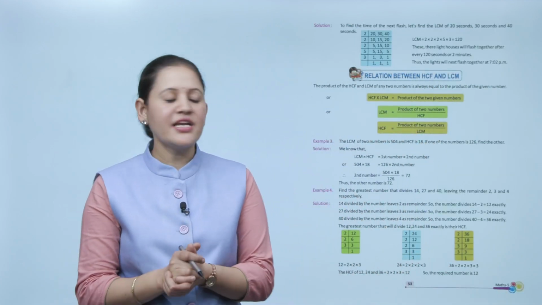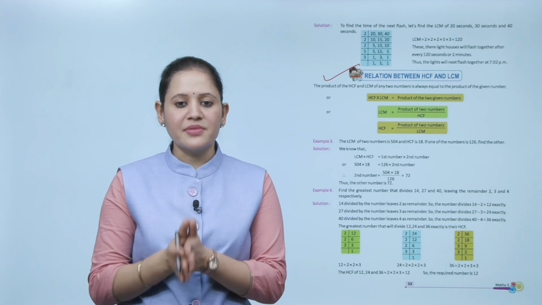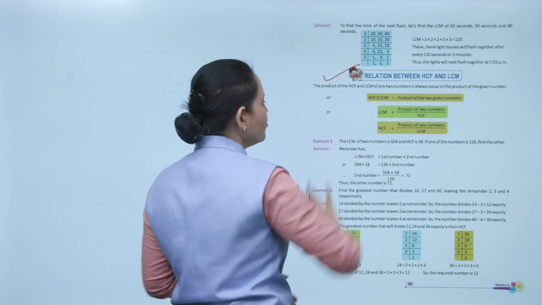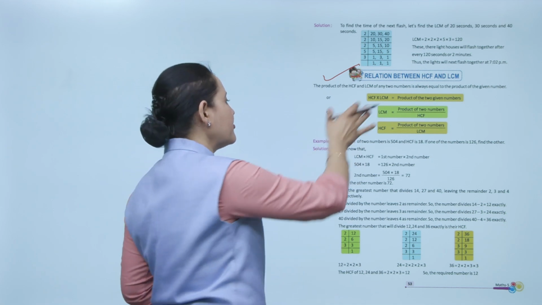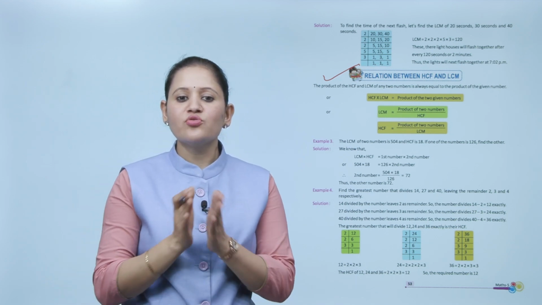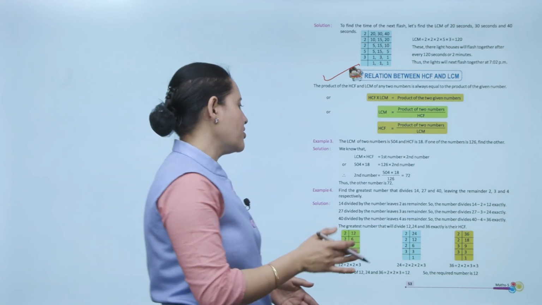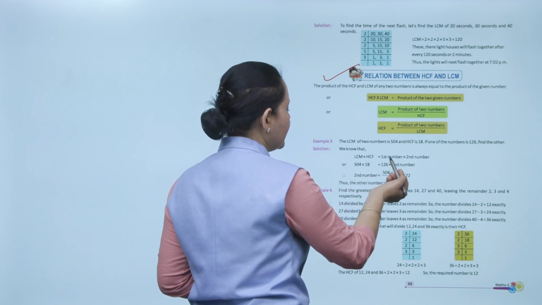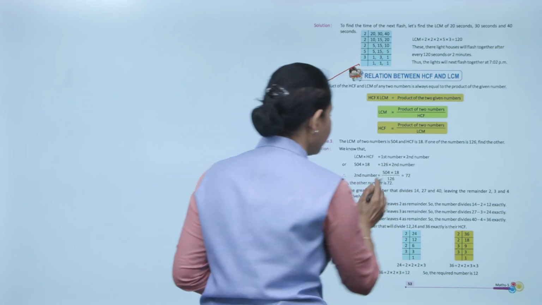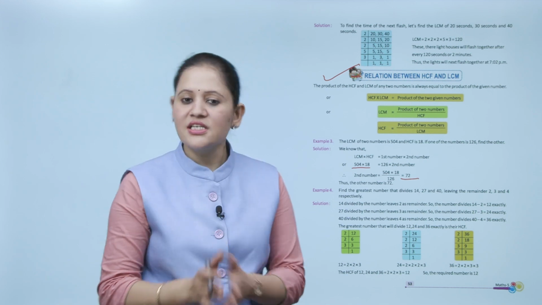Next is relation between HCF and LCM. The product of HCF and LCM of any two numbers is always equal to the product of the given numbers. LCM multiplied by HCF gives you the product of the two given numbers. LCM equals the product of the two given numbers divided by HCF, and HCF equals the product of the two numbers divided by LCM. Now we'll take an example. The LCM of two numbers is 504 and HCF is 18. If one of the numbers is 126, find the other number. As we know, LCM multiplied by HCF equals first number multiplied by second number. So 504 into 18 equals 126 into second number. So second number equals this product divided by 126. So we'll get 72. So the other number is 72.